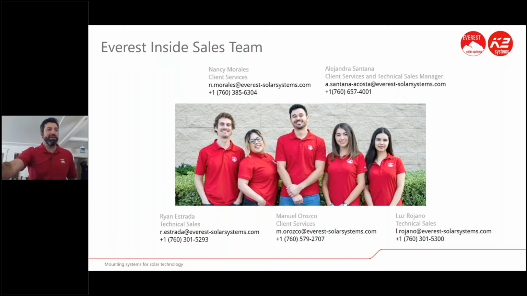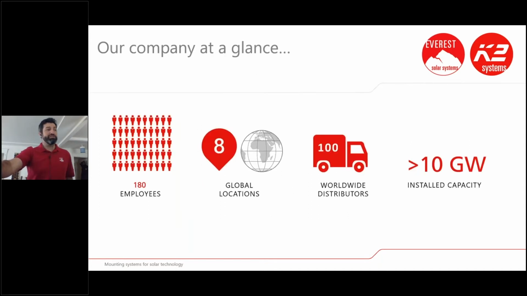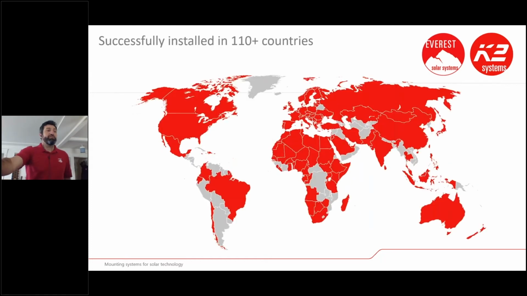I joined in 2018, and we have offices all over the world, actually. So if you don't know, Everest is a part of K2 Systems. So if you see that K2 brand, that is our parent company, and we have offices all over the world. So Everest is the Mexico and U.S. division, but we work under the same umbrella. Germany is where it started. We have offices in France, Italy, South Africa, Brazil, England. So there's a lot of experience and a lot of different applications. We have over 180 employees. We have distributors worldwide, and we have installations all over the world.